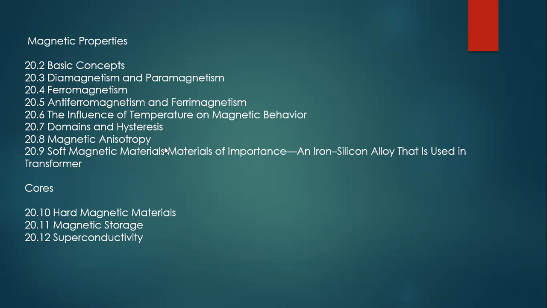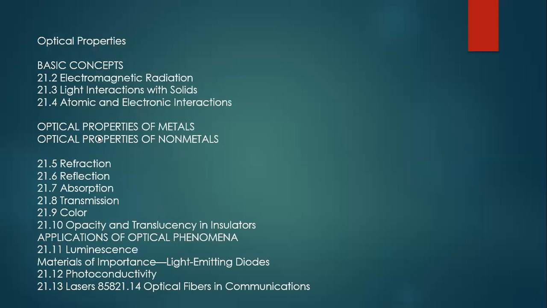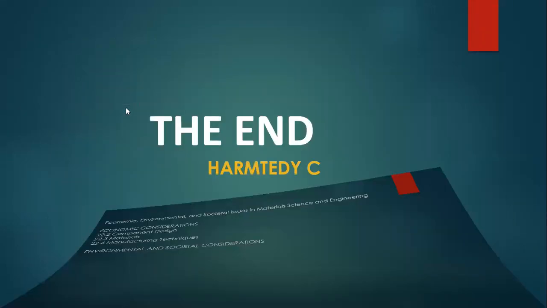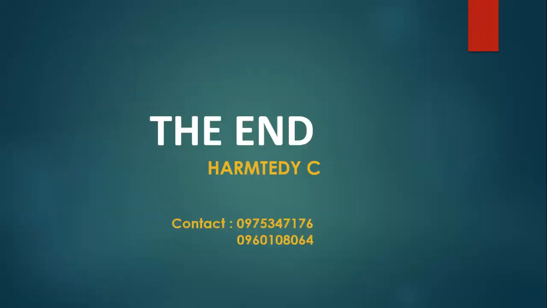We have a lot to cover in material science. It has a lot of notes, like I said. Then apart from that, we'll look at the optical properties of materials. And we'll discuss all these down here. Then after that, we'll look at the economic, environmental, and social issues in material science and engineering. I think this should be the last topic. Yes, this is the last topic. That was the last topic in material science.